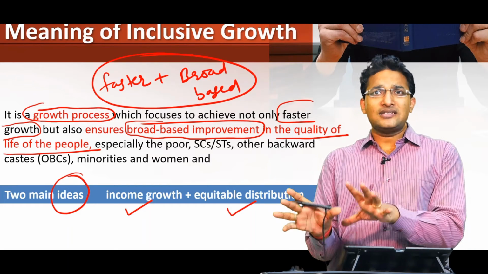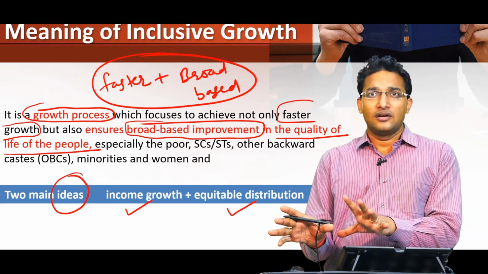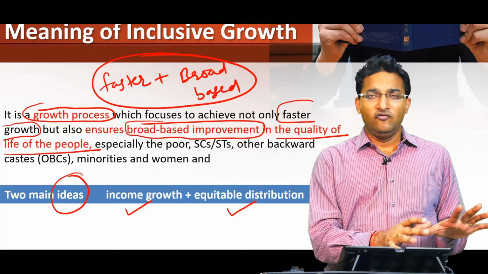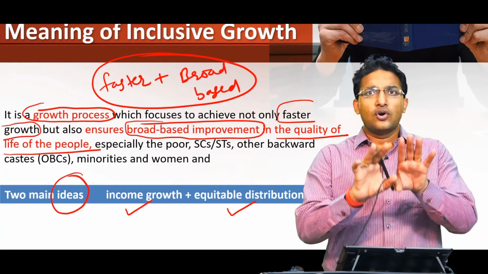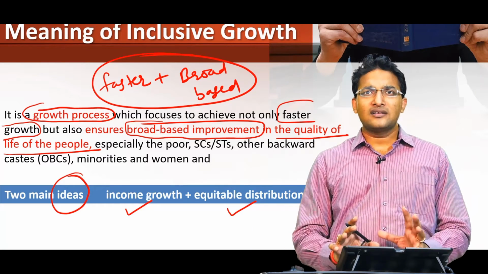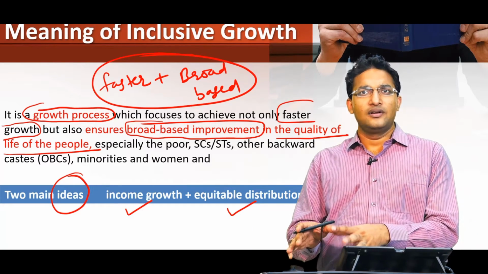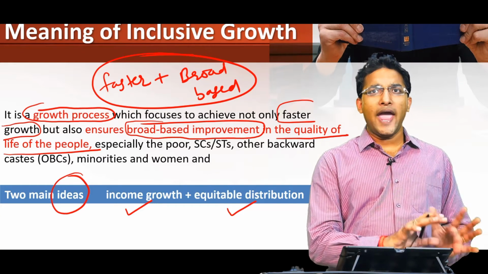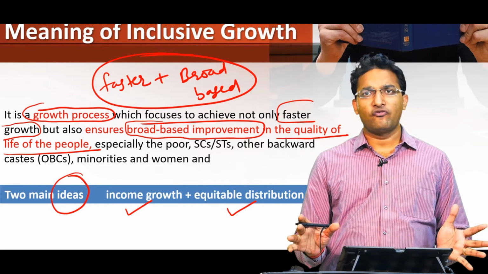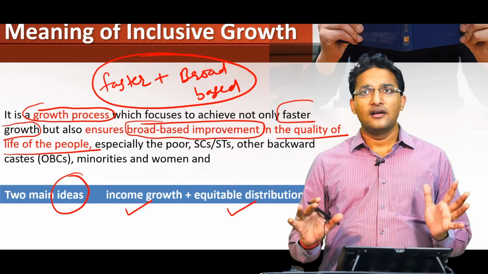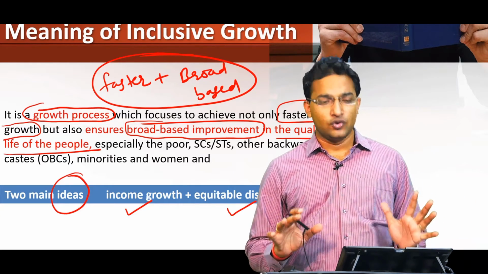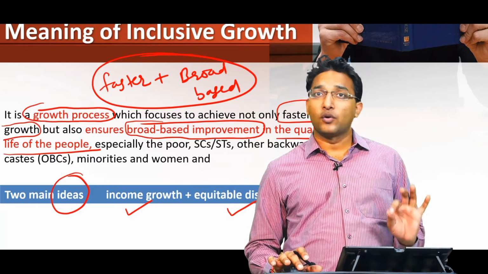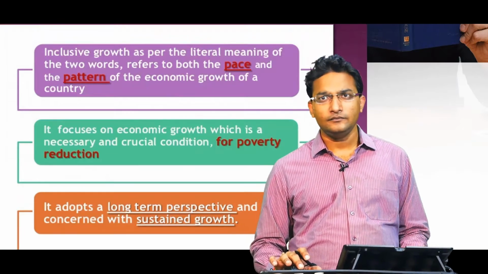The rural regions are not left behind. The northeast is not left behind. We spread it across all the sectors. The agriculture sector is not left behind. The labor intensive sector is not left behind. So everything has to be taken care of. That is the essence of inclusive growth. So this shows the importance of inclusive growth.